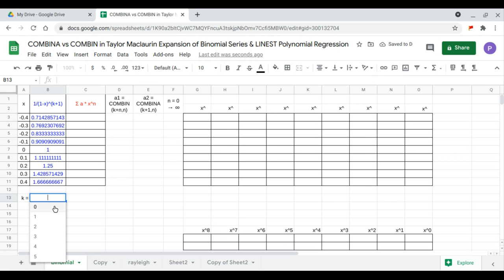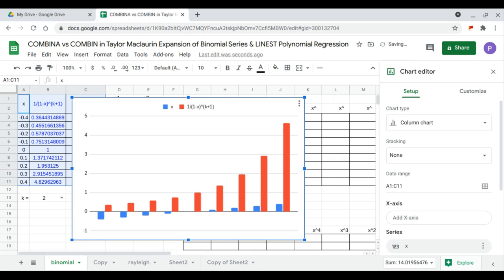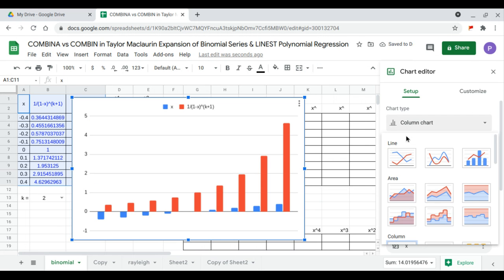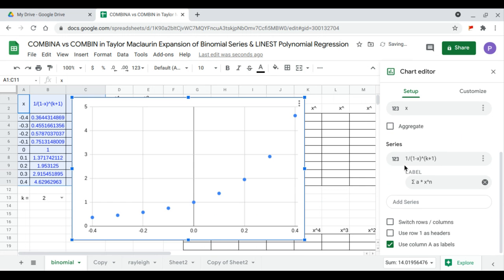So at k equals 0, at k equals 1, k equals 2, and so on. And we chart this. So insert chart. And we use scatter chart. Check this one: use row 1 as headers.